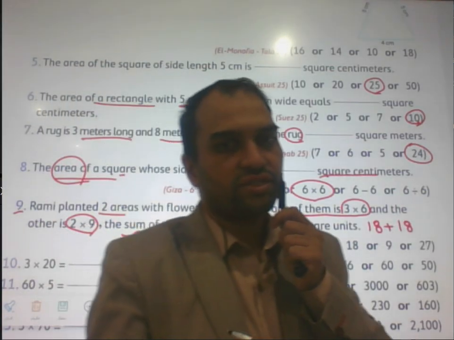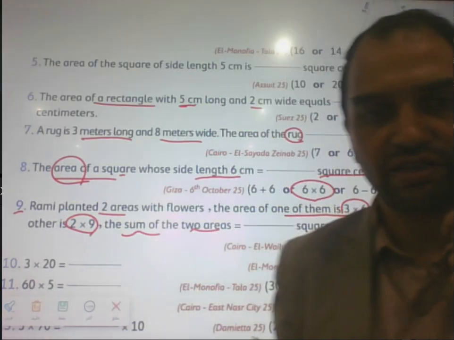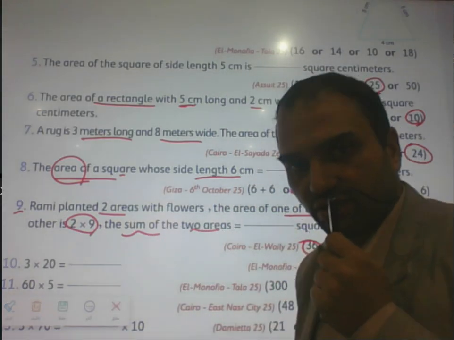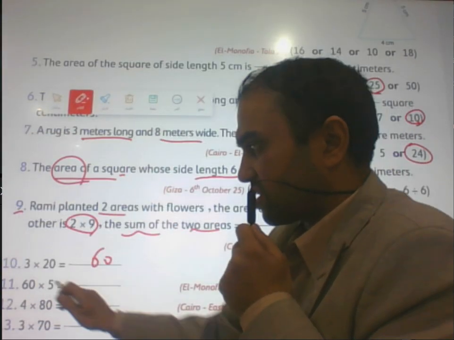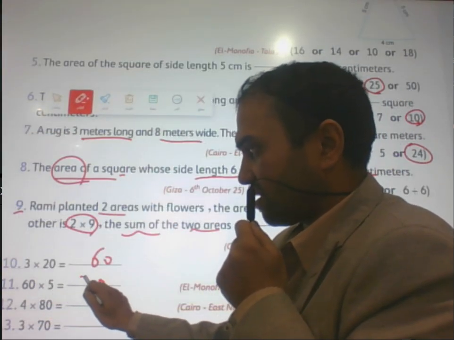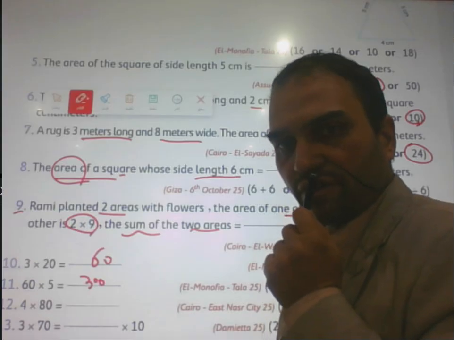Next question here is 3 times 20. We can multiply the 2 numbers, put 0 first, and 2 times 3 equals 6. Then 3 times 20 equals 60, okay? The answer here will be 60. 5 times 60, put 0 here, and 5 times 6 is 30. The result will be 300.